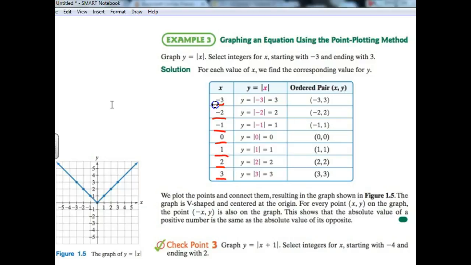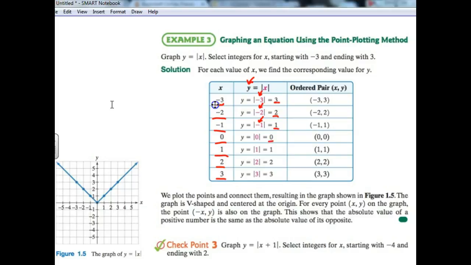Now, to find the y value, we're going to have to take the absolute value of each one of these. So you can see they've substituted in -3 there, -2 there, -1 there, and they've put the answer here. The absolute value of -3 is 3. The absolute value of -2 is 2, 1, 0.